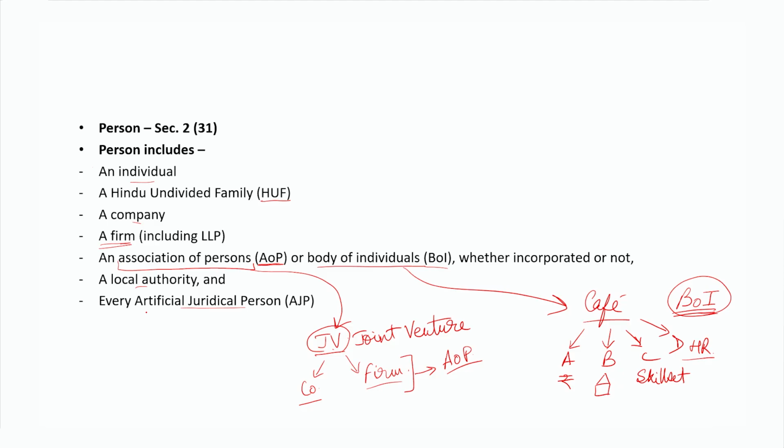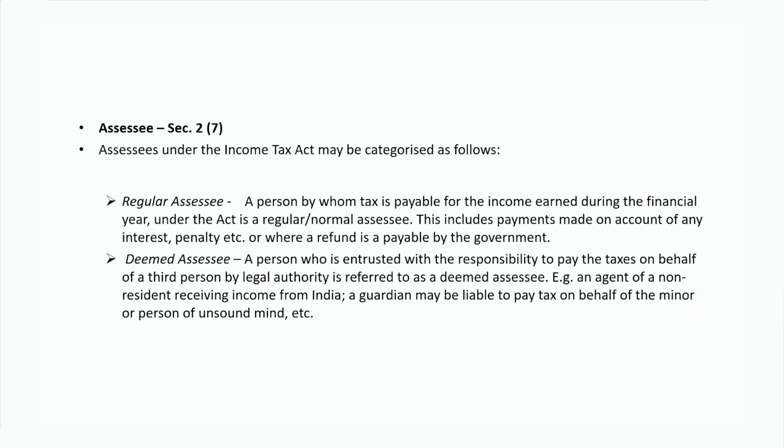And finally, you've got the AJPs, which includes trusts which are formed, societies which are formed, etc. Okay. So you've got trust, societies, so on and so forth. You've got cooperative group housing societies, right. So all of these together will form nothing but the artificial juridical person. So all of these persons will then go on to be assessed for taxation, and these persons will go on to be referred to as assessees under section 2 clause 7 of the Act.